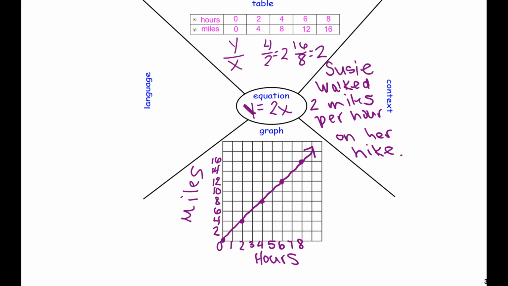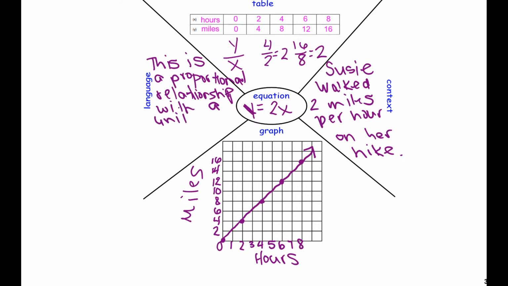And then finally, my language, remember it's the exact same sentence every time. This is a proportional relationship with a unit rate of 2 this time. So the only thing that changed was what the unit rate was. This time it's 2.